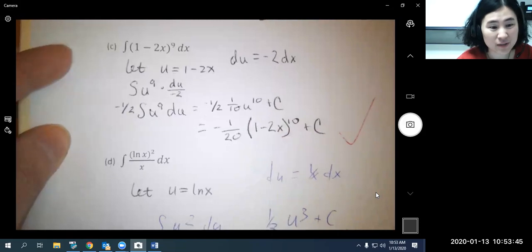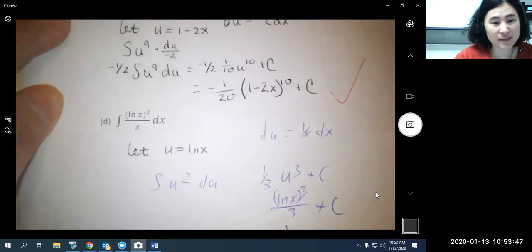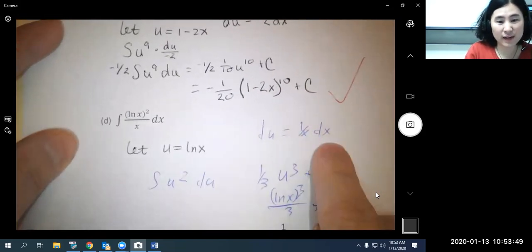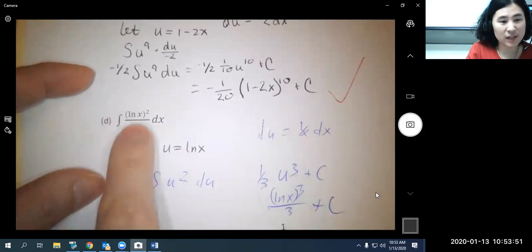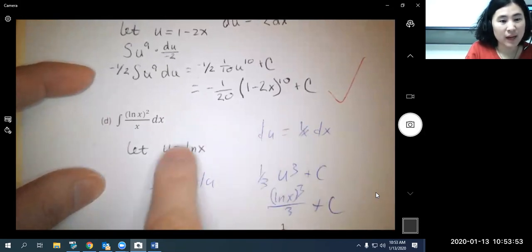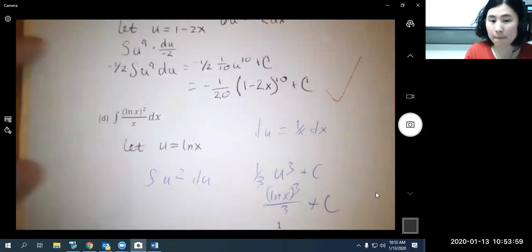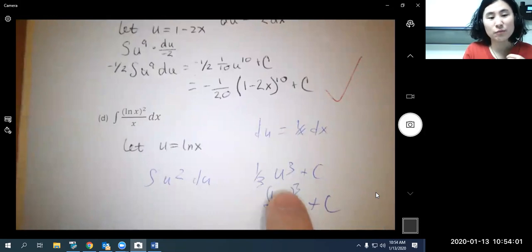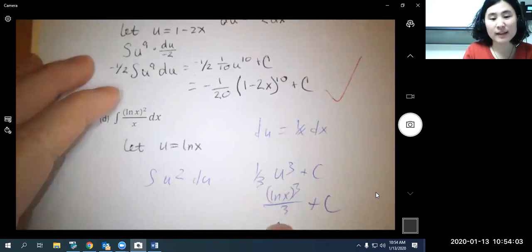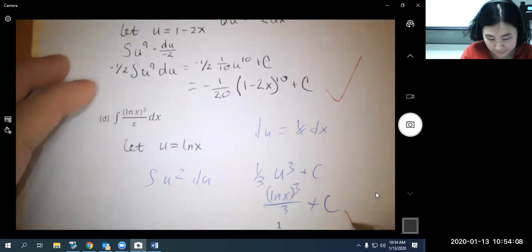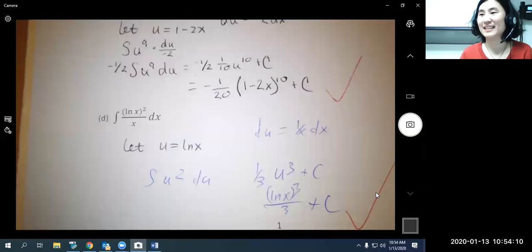For question D, let u equals ln x, du equals 1/x dx. So the original integral becomes u squared, and then dx over x is what? du. So the antiderivative is 1/3 u cubed plus c, and then plug u back in as ln x. That gives us (ln x)^3 over 3 plus c. Perfect. How do you feel so far? So far so good for the substitution rule?